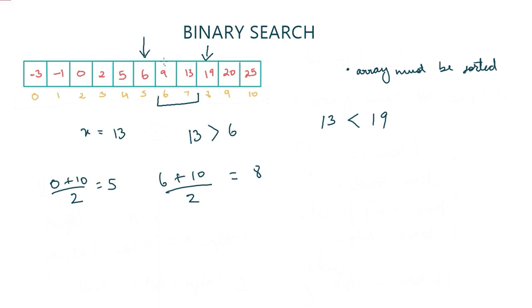So our mid element will now be 9, and 13 is greater than 9. So we will again reduce our range to only 7. Our range is now the only element over here, and our mid is automatically 13. So 13 is equal to 13. Therefore our target element has been found and its index is 7.